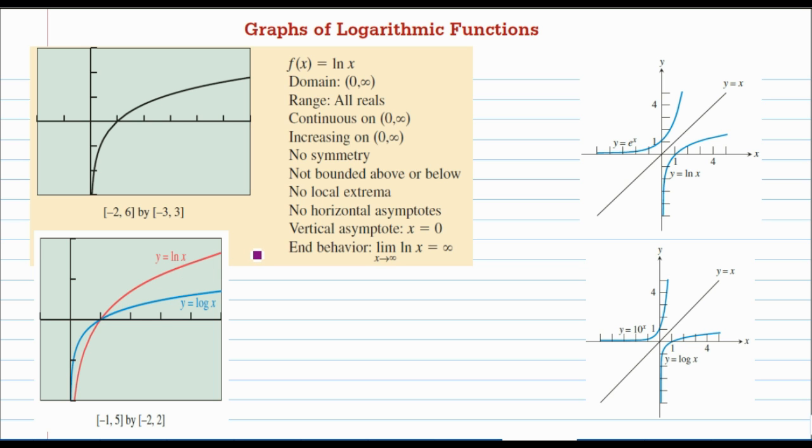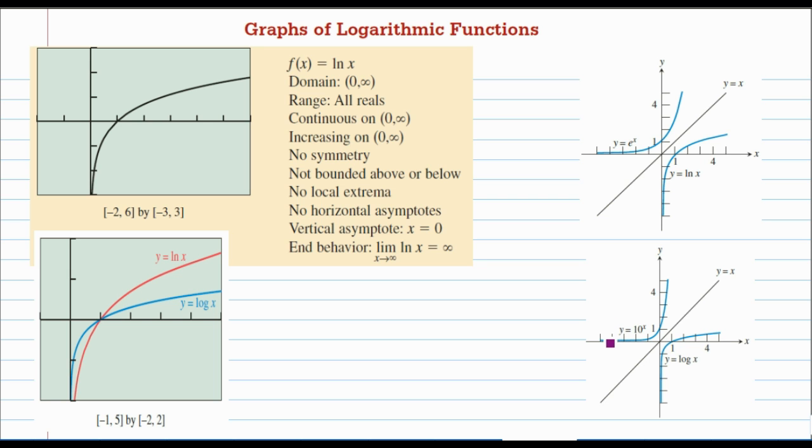Now, since we're exploring logs and exponential functions, we know that since they are inverses of each other, they're actually just a reflection over the line y equals x. So y equals e to the x has a reflection over the line y equals x. Its inverse is y equals natural log of x.